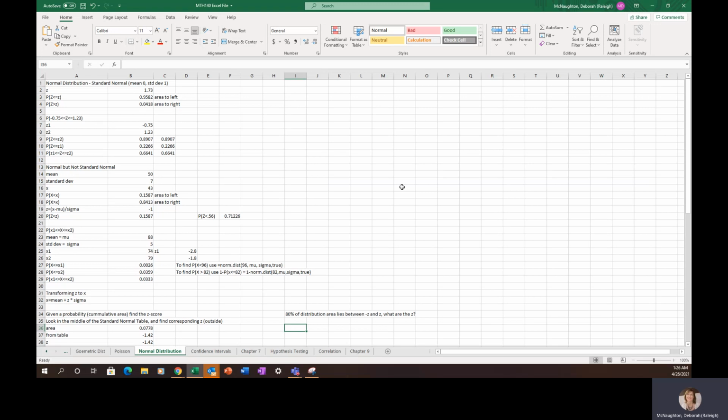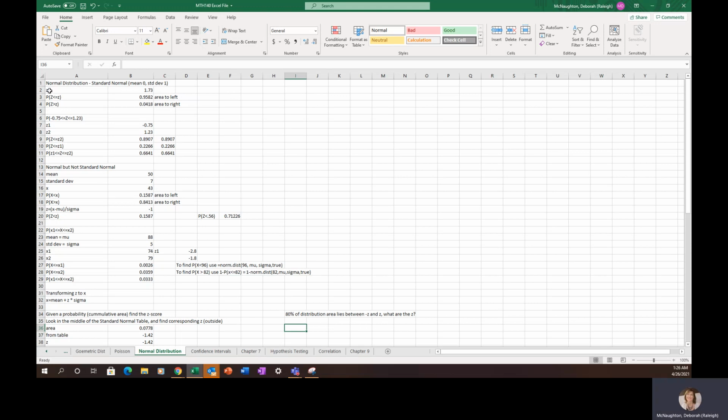So I wanted to just go back through and give you an overview of how to do things in Excel for the normal distribution. I wanted to start out with the standard normal distribution, which is what we covered in section 5.1. Remember, a standard normal distribution is just a normal distribution where the mean is 0 and the standard deviation is 1.